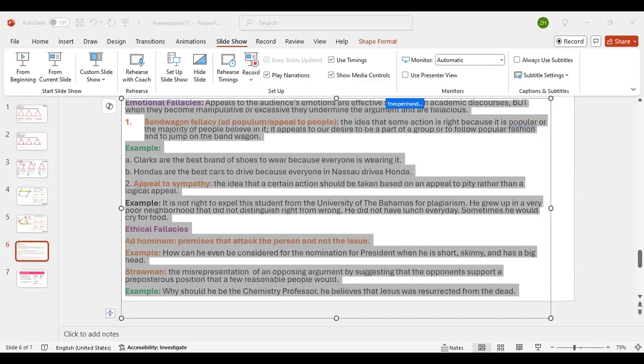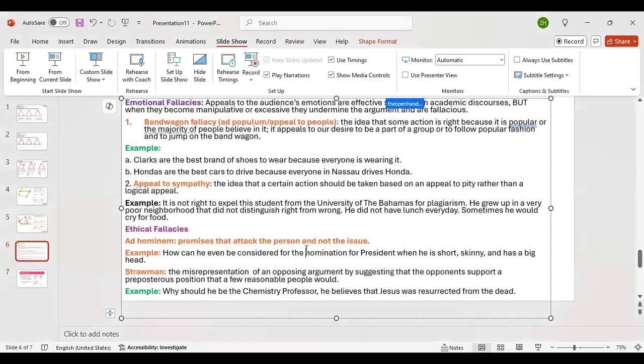Give me the examples of the fallacies that we have. The first one is bandwagon. What's the second one?